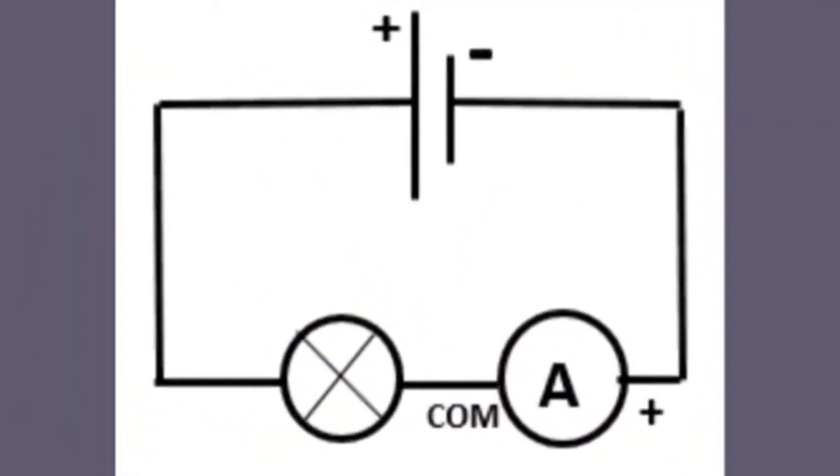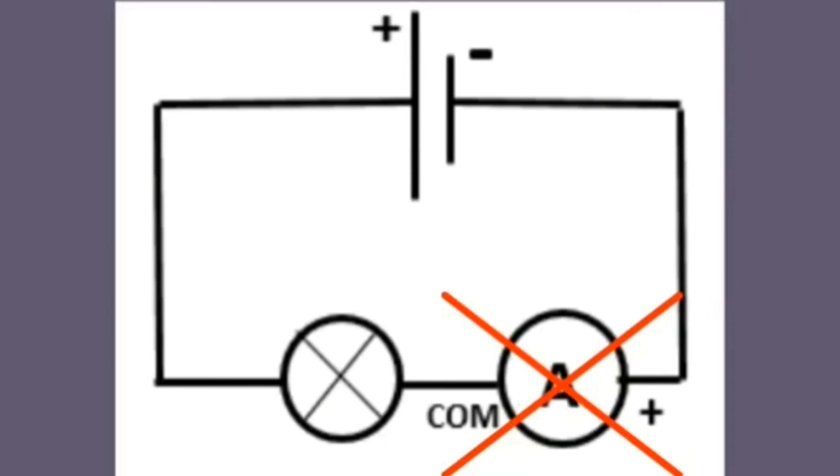While the connection of the ammeter in this circuit is not correct because the positive terminal of the ammeter is connected to the negative pole of the dry cell and COM is connected to the positive pole of the dry cell, so the ammeter will give a negative reading.